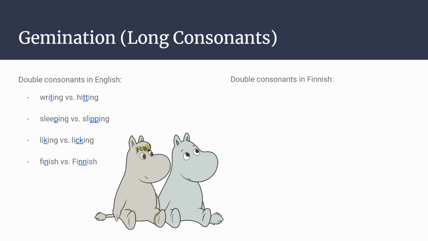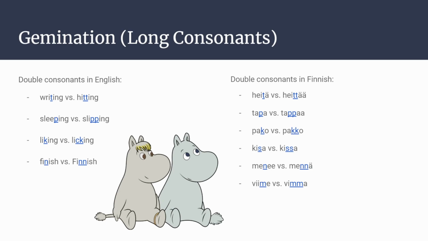Well, in Finnish, this is not the case. Finnish really likes their double consonants, and they really like gemination. And so you just want to hold the consonant, whatever it is. If it's doubled, you just hold the consonant for longer. So, for example, you have heitä and heittää. Tapa, tappaa. Pako, pakko. Kisa, kissa. Mene, mennä. Viime, vimma. Olo, olla, and so on.